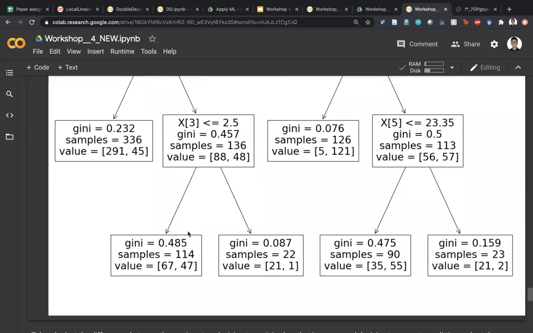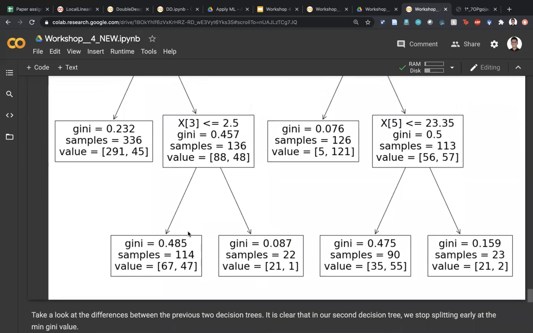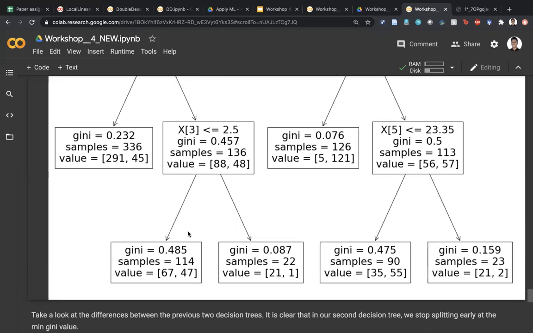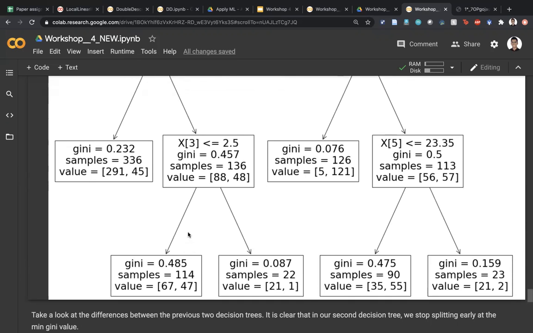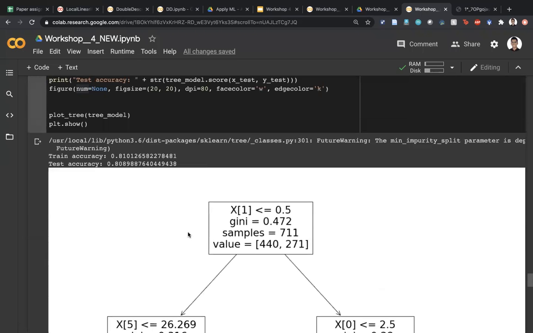If we take a quick look at our model here, it doesn't look like it's done great because the values are pretty evenly distributed in some of the ending boxes, like value equals 67 and 47, or value equals 35 and 55. So the model hasn't done great. In fact, the accuracy on the training data and the test data dropped by a percent or two. I think we're around 80 or 81% now. So maybe this wasn't the best approach to take.